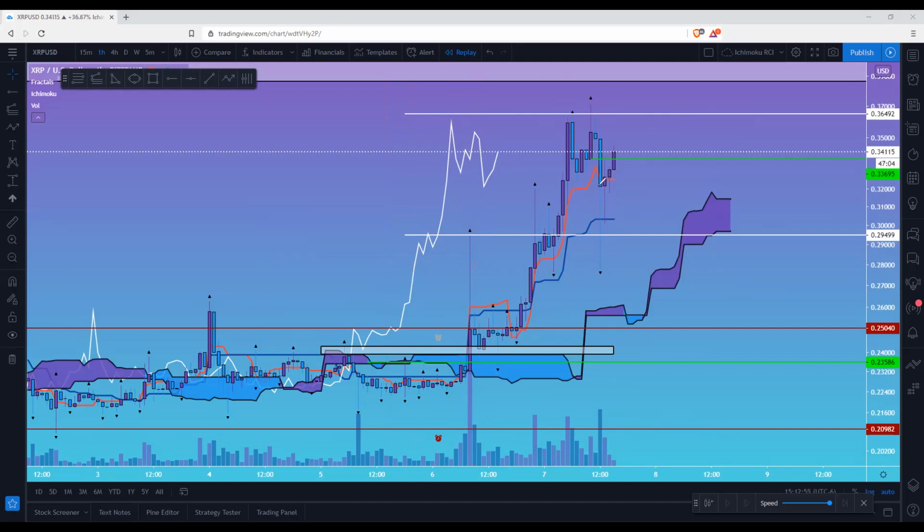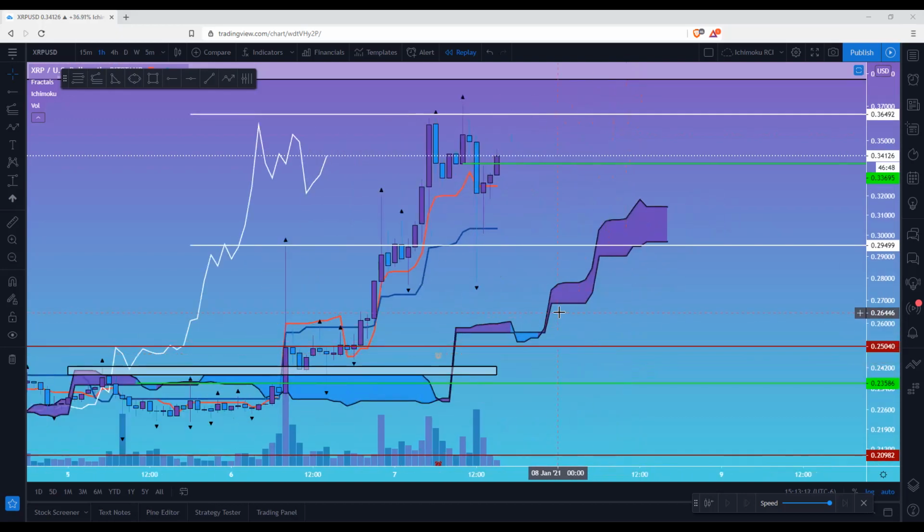Two other reasons why I'm looking at it like that: look at all these wicks here. Strong rejection, right? I don't see this coming back down. If it does, it does. But I always say you never know what the market's gonna do. You really don't. You just have to take that chance. That's what trading is. It's taking a high probability chance.